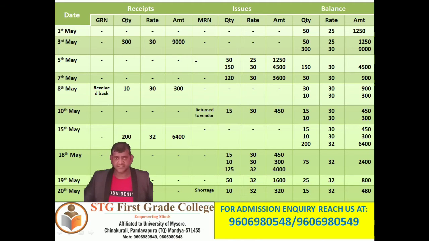So first, go to the date column. On 1st May, he said there was a balance. Clear? What did he say clearly? 1st May balance 50 units at rupees 25 each. Clear? So 1st May, go to the balance column. So that means receipts, GRN column dash, quantity column dash, rate column dash and amount column also dash.